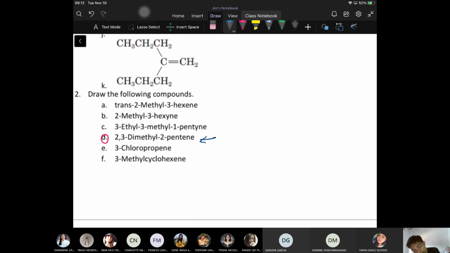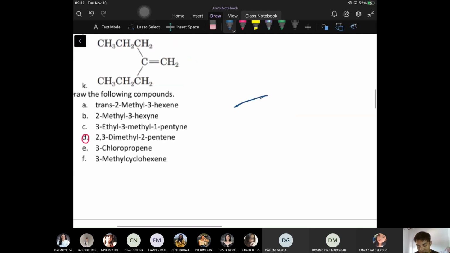Okay? So, letter A, trans. Paano yung trans dito? Sa alkane, sabi natin, pwede tayo gumamit ng solid wedge and dash wedge. Yung solid yung ganito. Yung dash yung ganito. So, sa alkene, hindi yan gagawin. Bakit? Kasi ang basis ng ating cis and trans ay depende sa double bond. If your priority groups are on the same side of the double bond, priority group 1, priority group 2, pag pareho sila nasa side, yan ay cis.